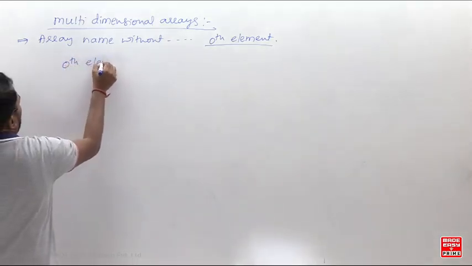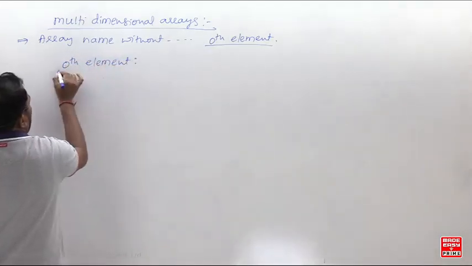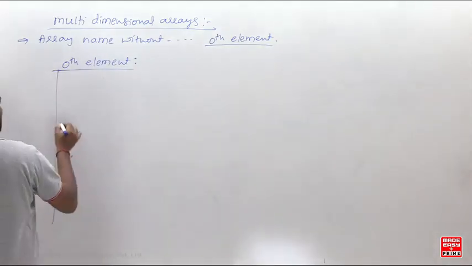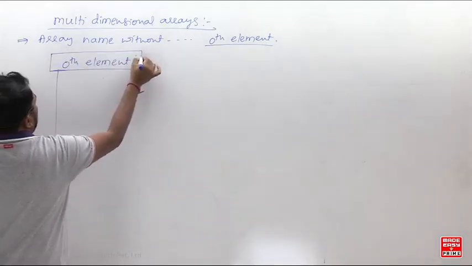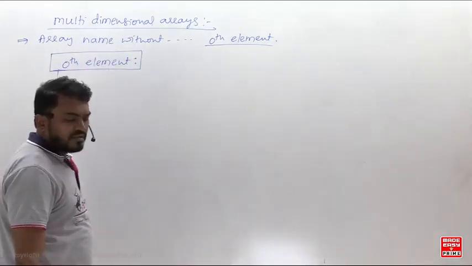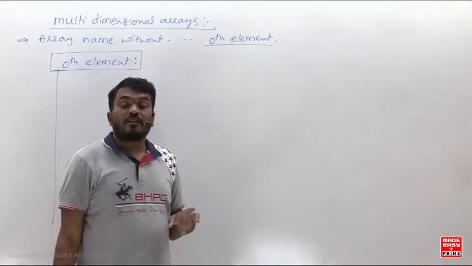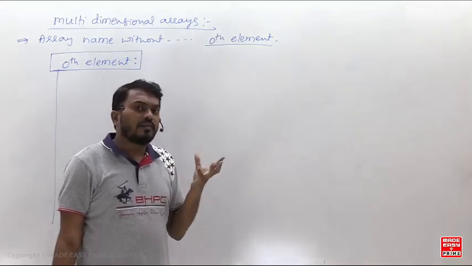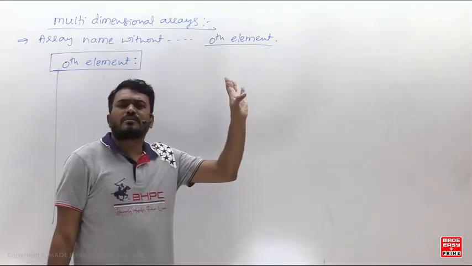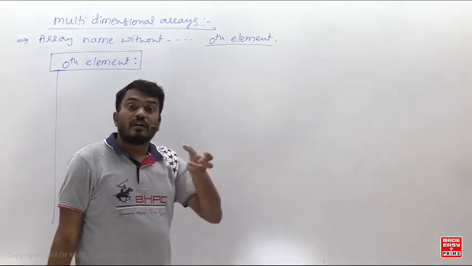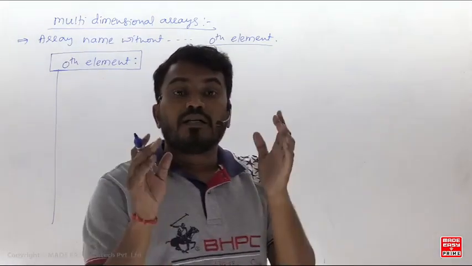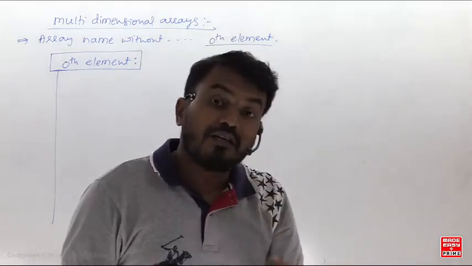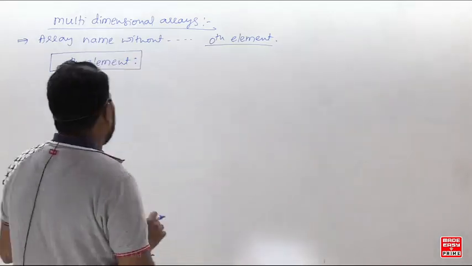Okay, note down. The meaning of the 0th element will change. Keep the heading 0th element. The meaning of the 0th element will change if it is a 1D array, if it is a 2D array, if it is a 3D array. We are simply saying that the array name without subscript will give the base address of the zeroth element. But what is that zeroth element? So just listen carefully.